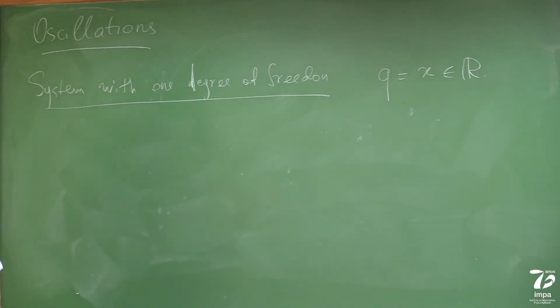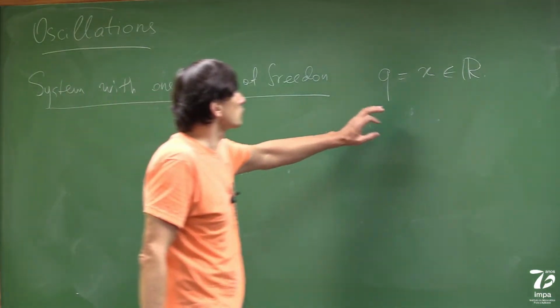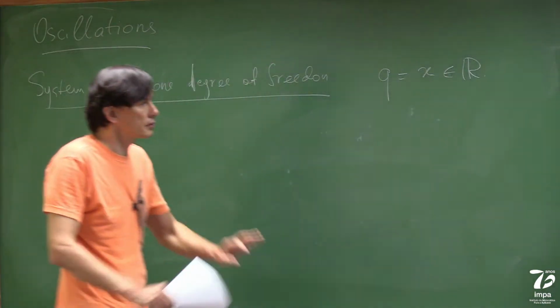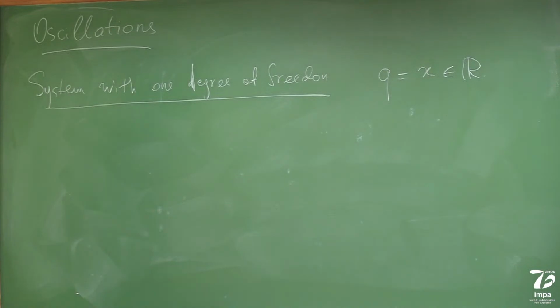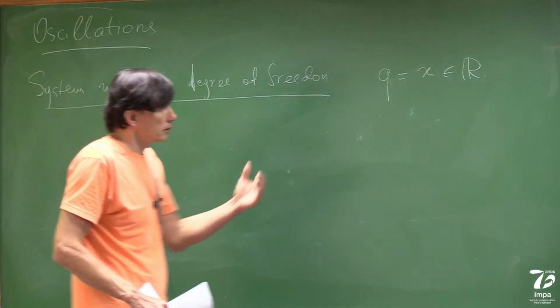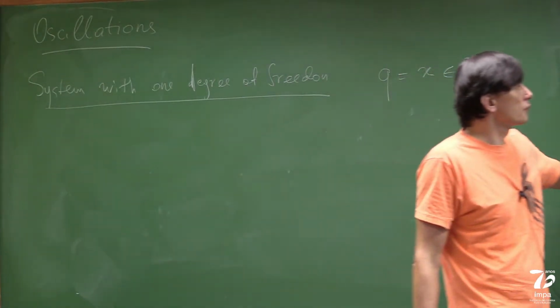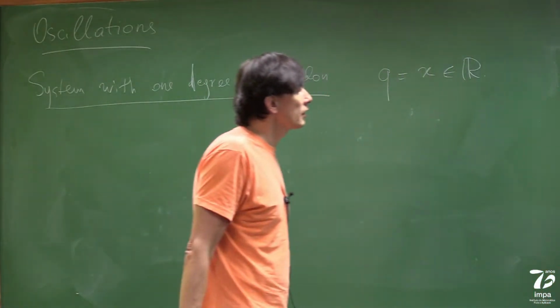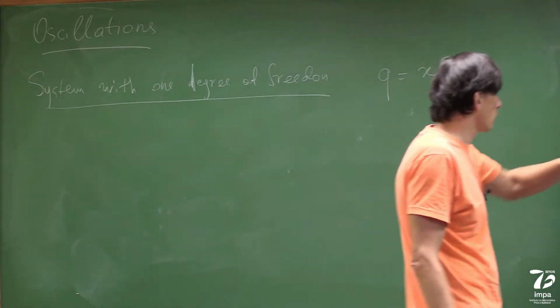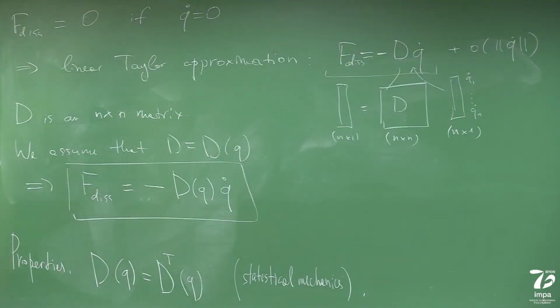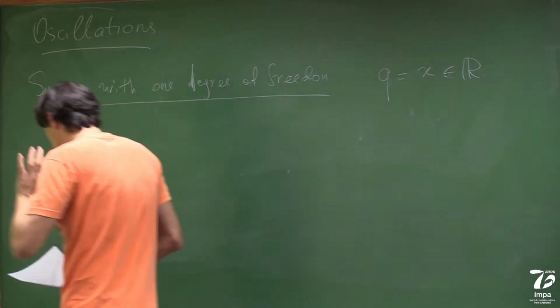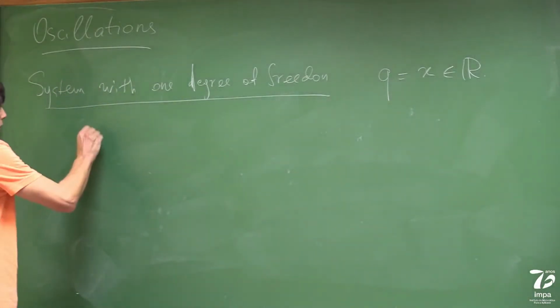So that's essentially the only situation when we have a complete theory. Already with 2, we are in trouble in general. And in general, with n degrees of freedom, we know even less, but the theory of small oscillations is rather complete. So we start with 1 degree of freedom, and we try to solve it completely.